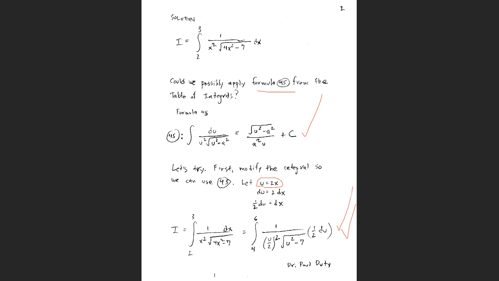Okay, so if u equals 2x, then of course u divided by 2 will equal x.